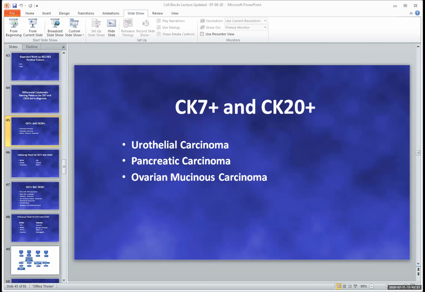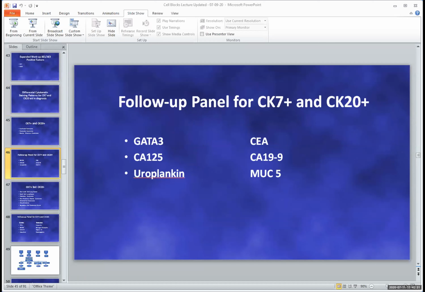CK7, CK20 positive. These are the most common neoplasms that do that: urothelial carcinomas, pancreatic carcinomas, ovarian mucinous carcinomas. A follow-up panel is pretty easy to do on those in a step-by-step fashion so that we're not guessing and wasting material. You can use GATA3 for urothelial malignancies, or uroplakin, and I like GATA3 better. I get better staining. CA125 for the ovarian lesions, and then CA19-9 and MUC5 are helpful for pancreas.